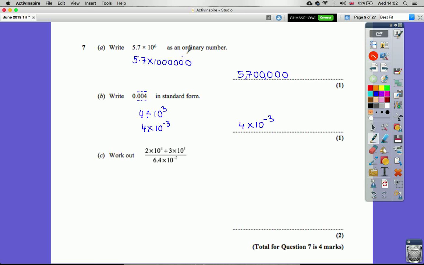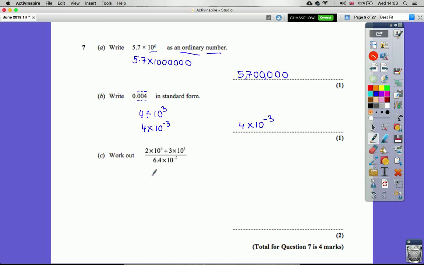On the other hand, if you have a number written in standard form, you have to write it as an ordinary number. You start from after the decimal. If it's 10 to the power of 6, you move 6 digits to the left. So the decimal was here, so you move 1, 2, 3, 4, 5, 6, and the answer is going to be 5.7 million.